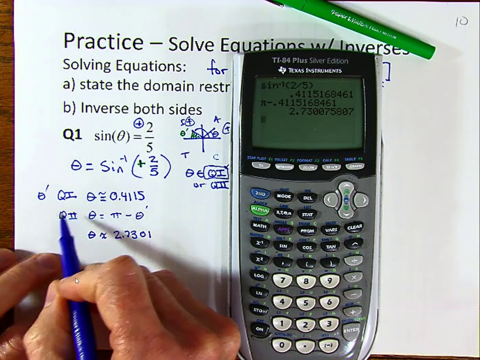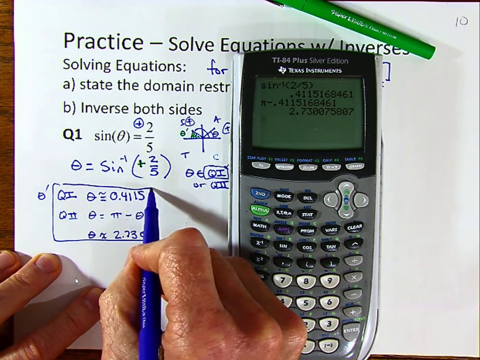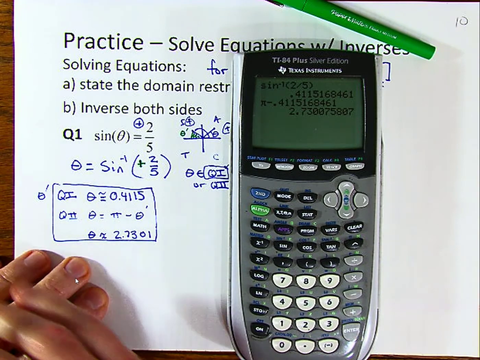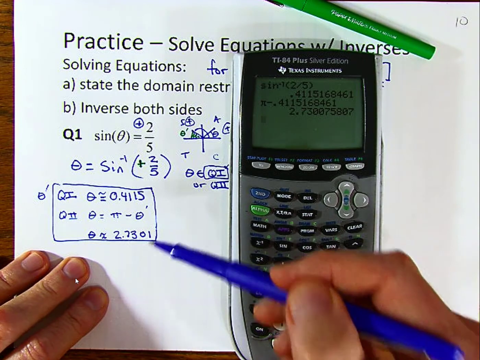2.7301. So here are my 2 solutions. But this time, it's the same 2 solutions we got a minute ago in degrees. It's just this time we're finding the 2 answers in radians.